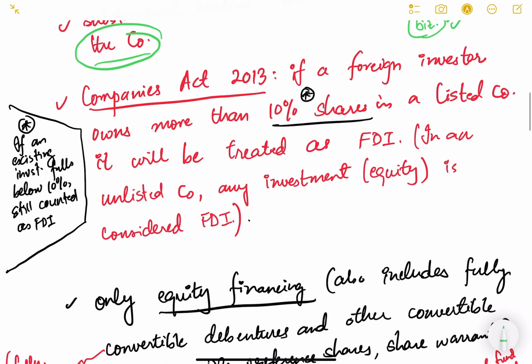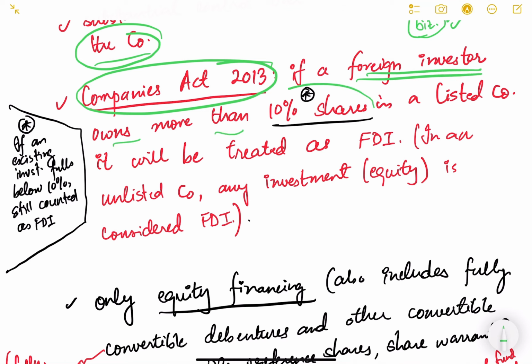Now in India we have the Companies Act 2013. The Companies Act 2013 says that if a foreign investor, that is a non-resident investor, owns more than 10% shares in a listed company, it will be treated as FDI. So if any foreign investor buys or holds more than 10% shares of any listed Indian company, that investment will be called FDI.